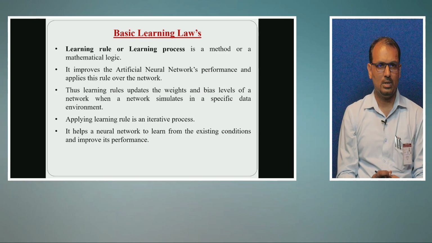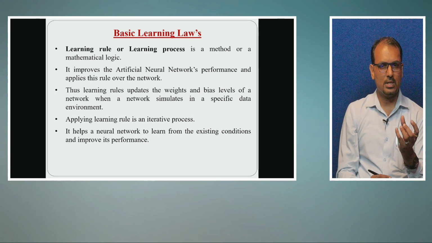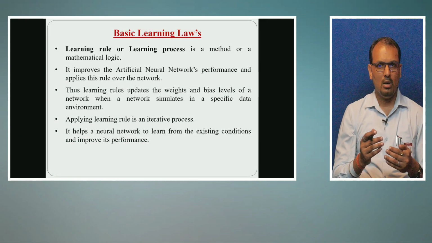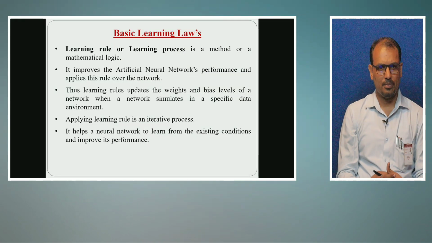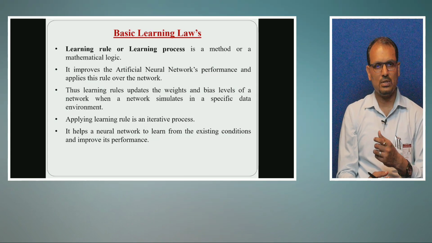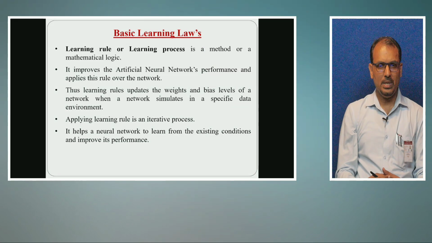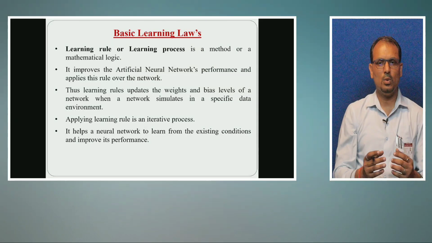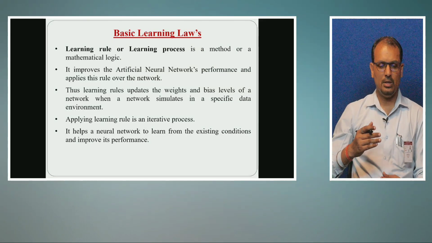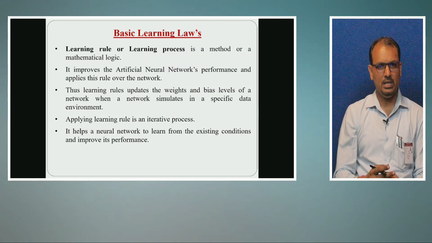Before going to the particular learning rule, I want to discuss a few things related to the basic learning law. What does a learning rule mean? A learning process is a method to teach in mathematical logic. It improves the artificial neural network; we apply these rules over the network. These rules update the weights and bias levels of the network when the network is simulated in a specific environment. Whenever you update the weights and bias values, the model automatically improves its accuracy and efficiency. Applying a learning rule is an iterative process.